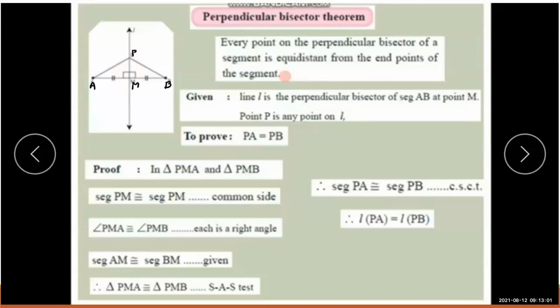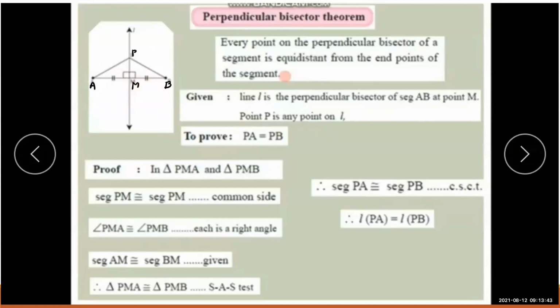Now, angle PMA is congruent to angle PMB because each measures 90 degrees. Those are right angles, as we know from the diagram. What is given? Line L is perpendicular. Because of that, both angles, this angle marked 90 degrees and this angle M also marked 90 degrees, are congruent to each other because of equal measurement.